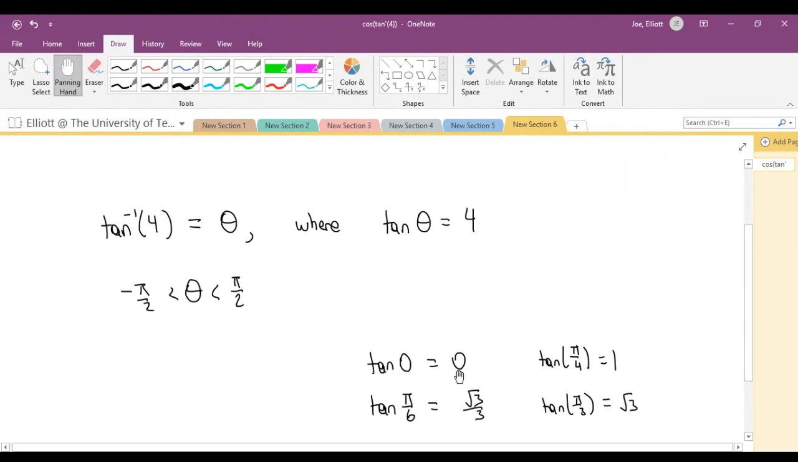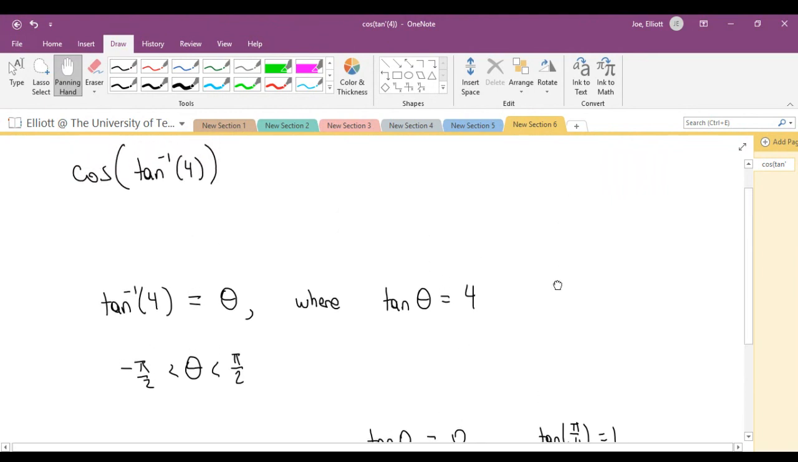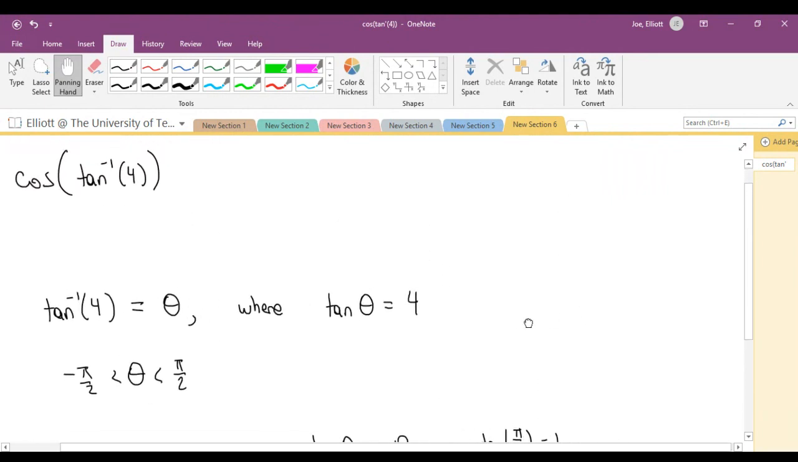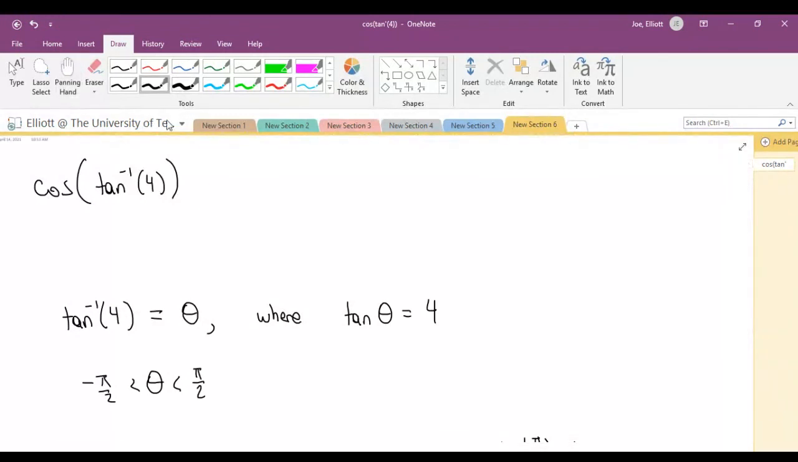So when you have a number that's not nice like that, there's something else that you can do instead, which is the following. What I'm going to do is draw a picture right now of a right triangle. And inside this right triangle, I'm going to label one of the angles as theta.